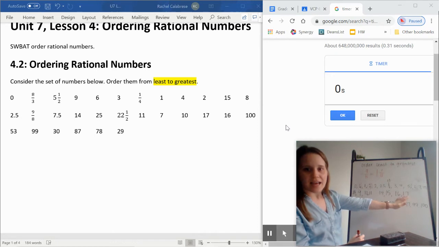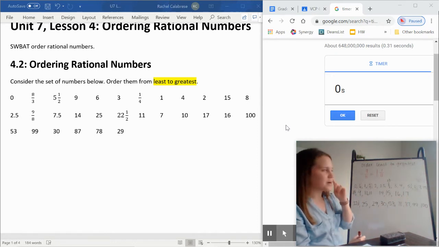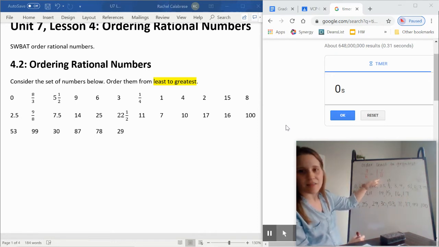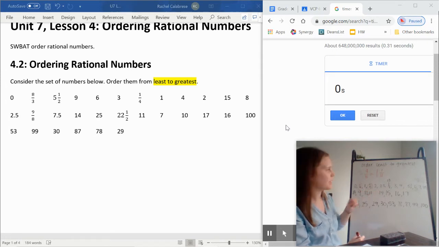When I'm ordering that, I like to think about it as a mixed number because I can really easily tell that 1 and 1/8 is a little bit bigger than 1. It's between 1 and 2. So 9/8 belongs between 1 and 2. Okay.